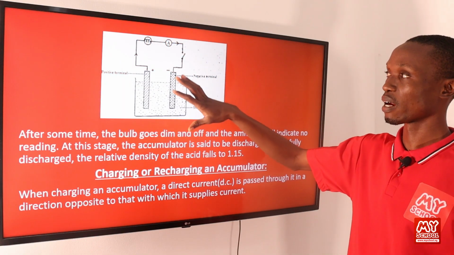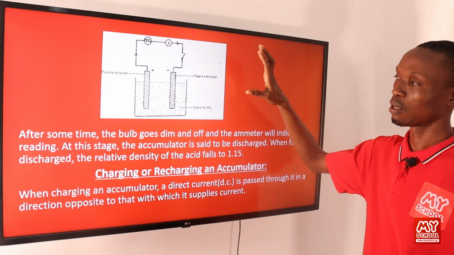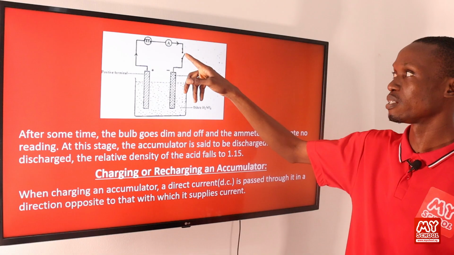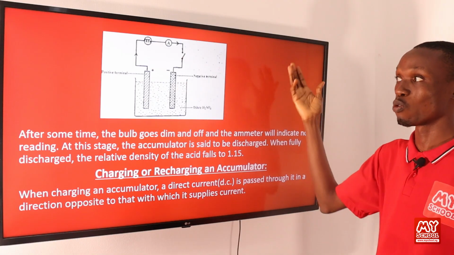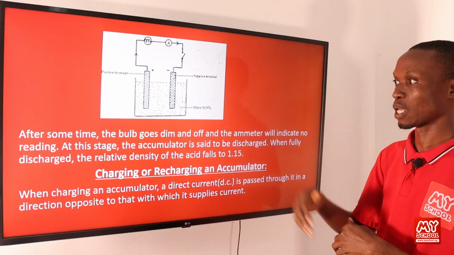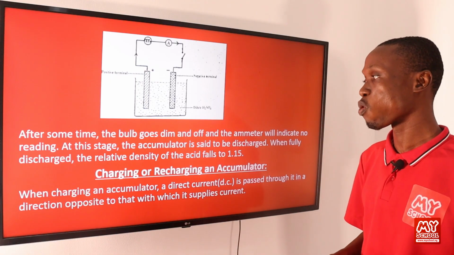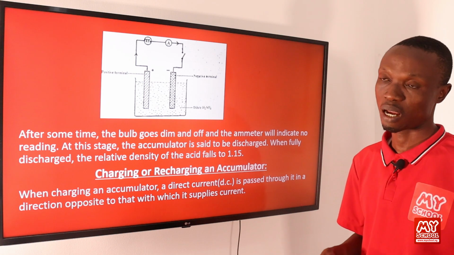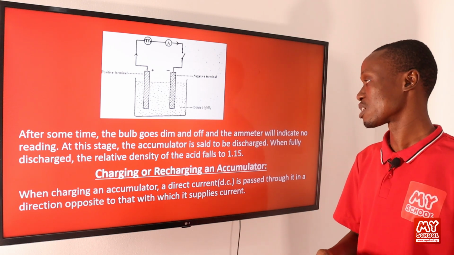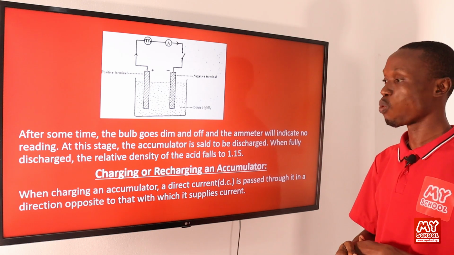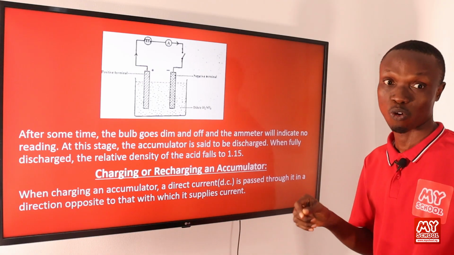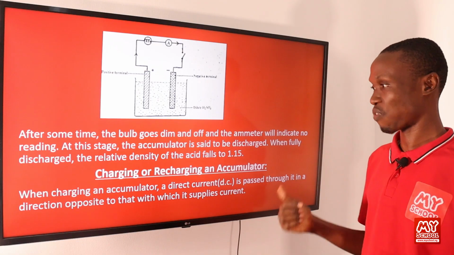So this is the diagram of the accumulator when it is in use. Once the key is closed, then current flows from the positive terminal. After some time the bulb goes dim and off, and the ammeter will indicate no reading. At this stage, the accumulator is said to be discharged. When the accumulator is fully discharged, the relative density of the acid falls to 1.15.